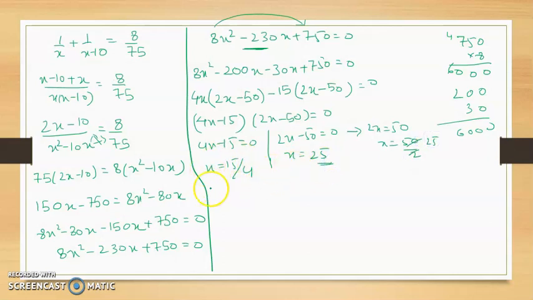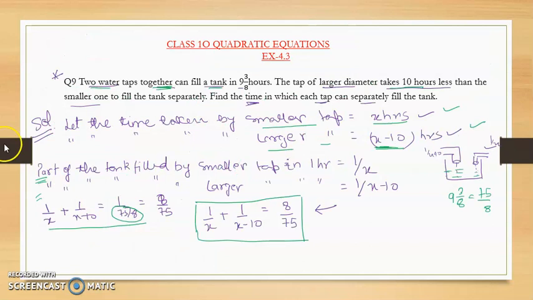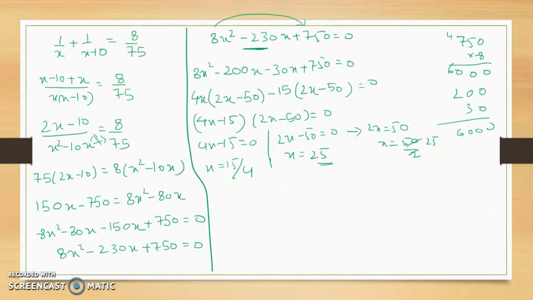Now out of these values, the question is which value we should take. Both are positive. Now if you see, this is the value of x. So what had we taken for x, students? What was the value we had taken for x? See here, if you see the slide, we have taken the smaller tap to be x and the larger will be x minus 10, right. Alright, we had taken this.